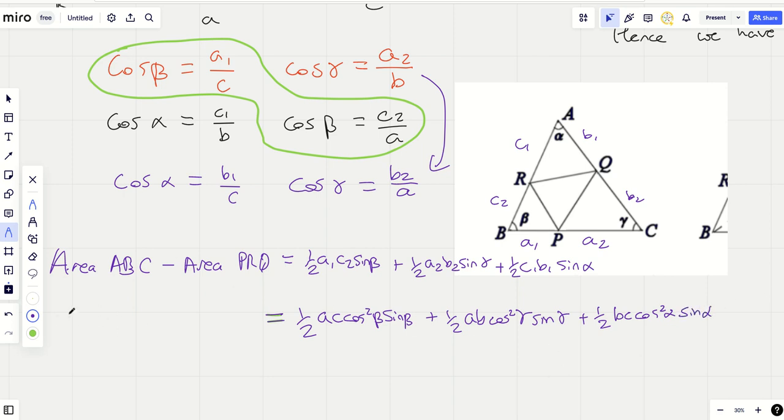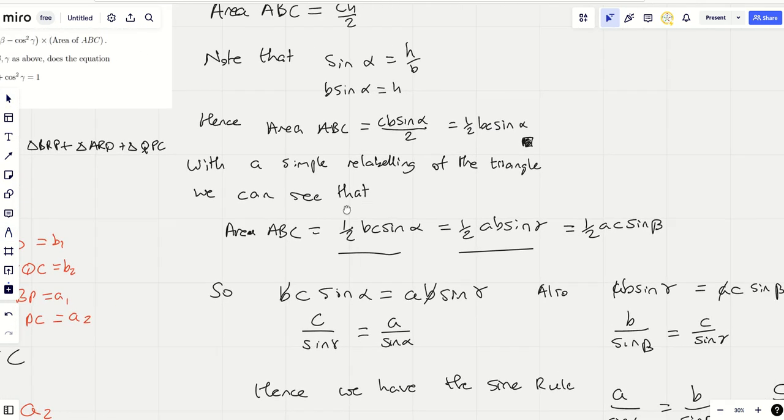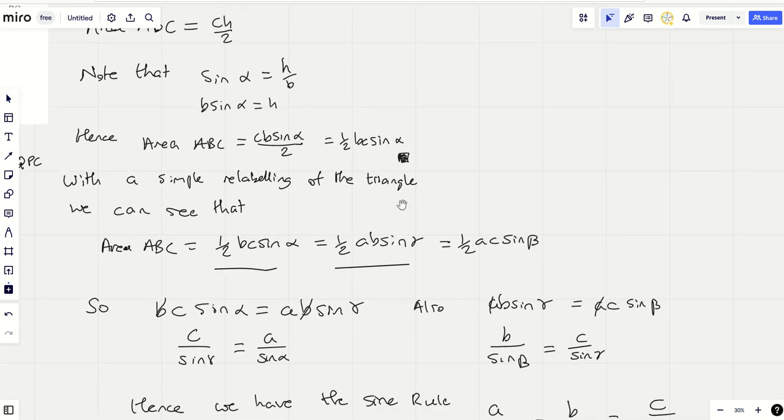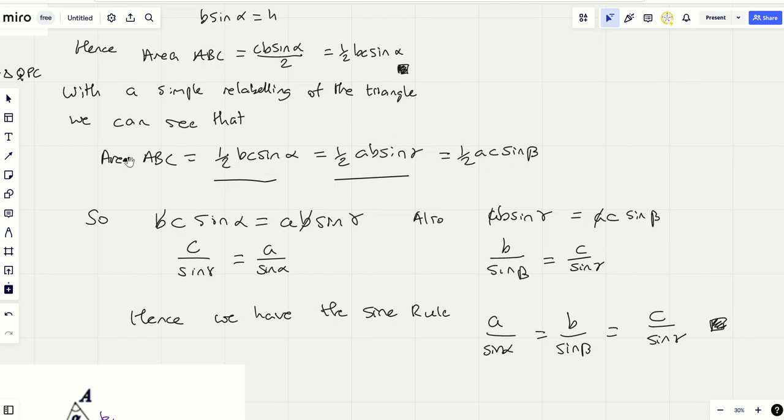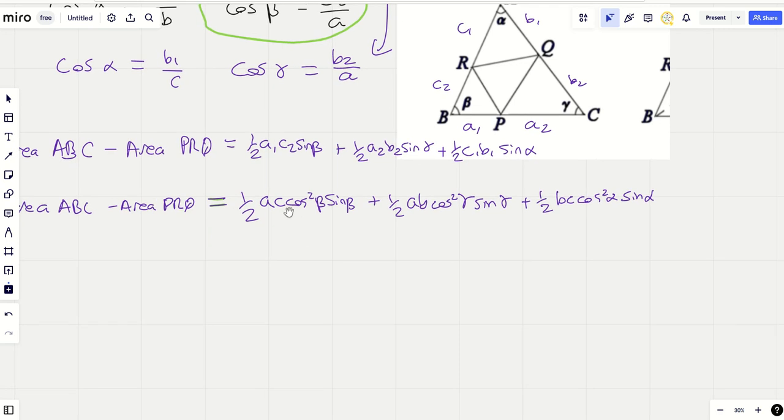And I thought, oh, that looks a little bit bad. But then I thought, no, actually it leads directly to the answer. I was a little bit worried at first, but then I had a good look and thought, no, this gives me the answer. Because, don't forget, what is a half AC sine beta? We wrote it down earlier. It's area of ABC. What's a half AB sine gamma? It's area of ABC. What's a half BC sine alpha? It's area of ABC. That's exactly what we've got here, here, and here, if you ignore the cos squareds.